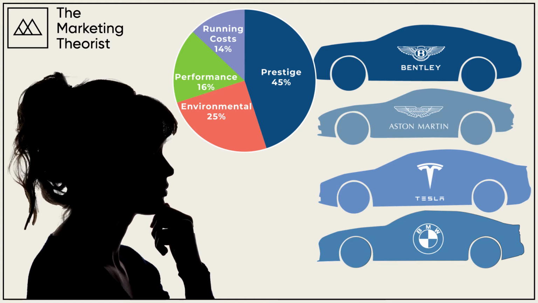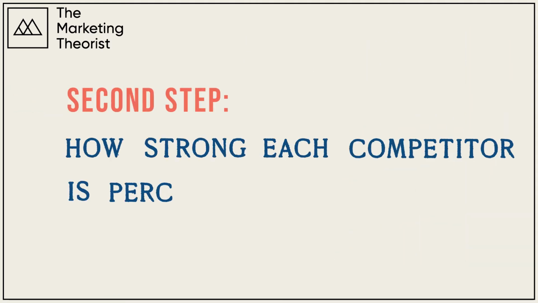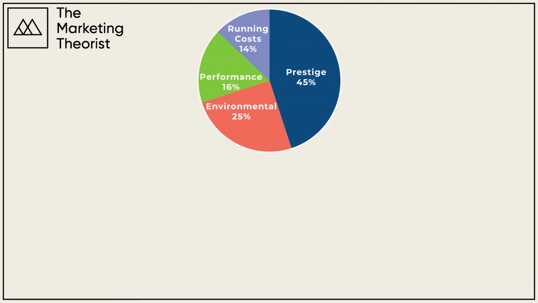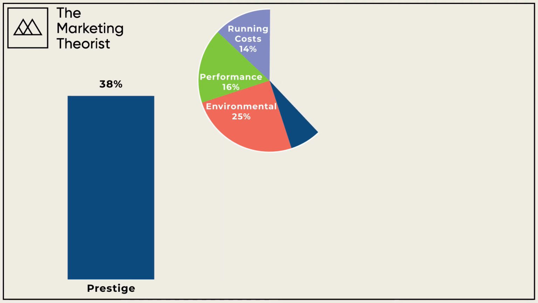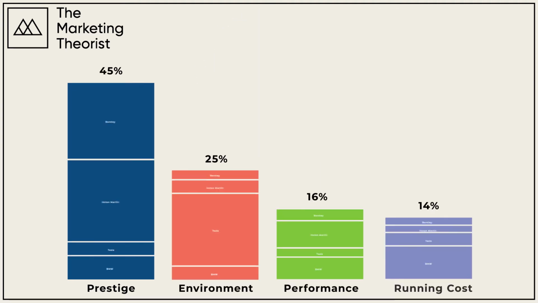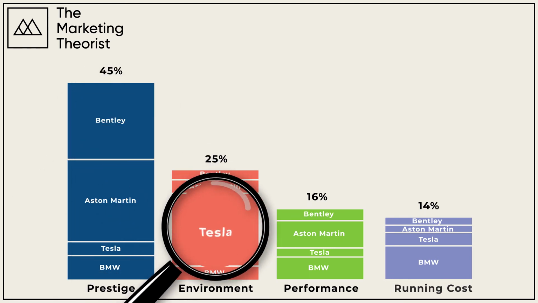And the second step uses a similar process to establish how strong each competitor is perceived in delivering against each criterion. Now, to show this, the pie chart is converted into a bar chart, and each bar is then divided based on each competitor's relative strength in delivering this criterion. The bigger the share of the bar, the bigger the relative strength. So for prestige, we can see Aston Martin and Bentley are both pretty strong. If you look at environment, then you can see that Tesla is the clear winner, and so on.